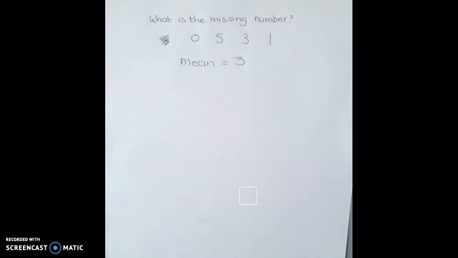Okay, so this is a slightly different problem involving the mean. We've now been given the mean, but we know that a value is missing from our data set, and we need to work out what that value is. Now that's really straightforward because we know how to work out the mean, so we have enough information to be able to use what we have to calculate the missing number.